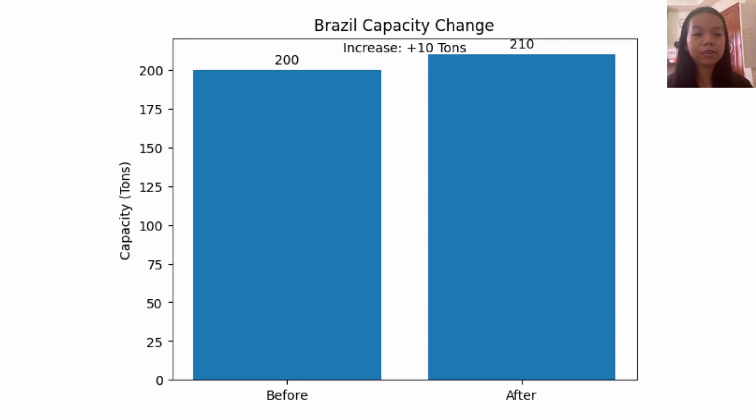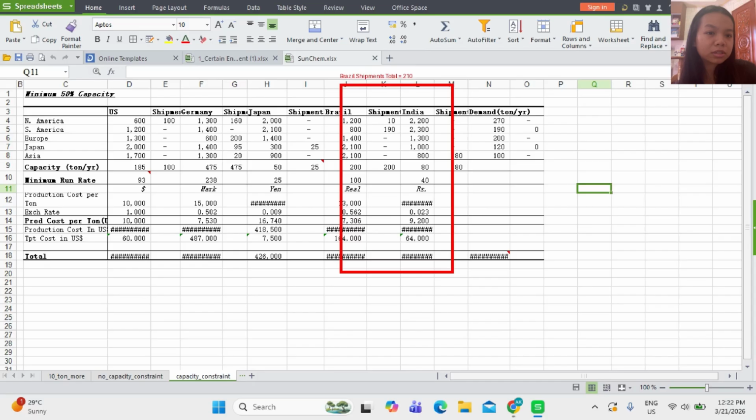If we give the model more of a cheap resource, it should theoretically lower our total cost even while maintaining the 50% rule for the expensive plants. The results of the Brazil expansion are fascinating. The model immediately utilized every single one of those 10 extra tons. Brazil increased its shipments to North America to 20 tons. By doing this, it allowed the model to back off from other more expensive shipping lanes.